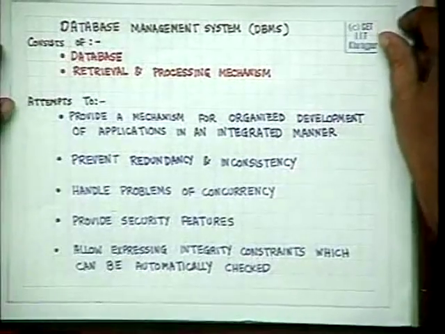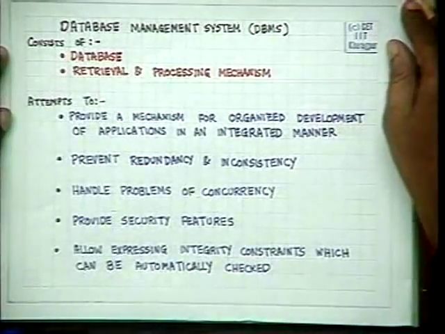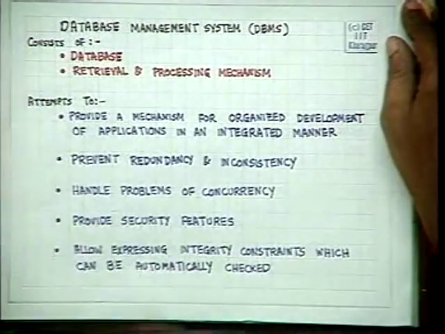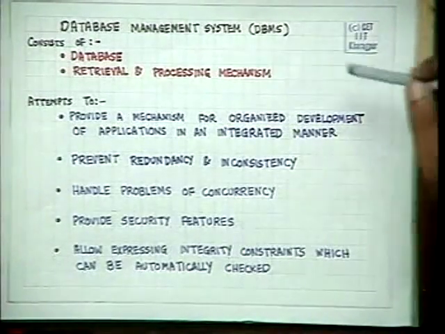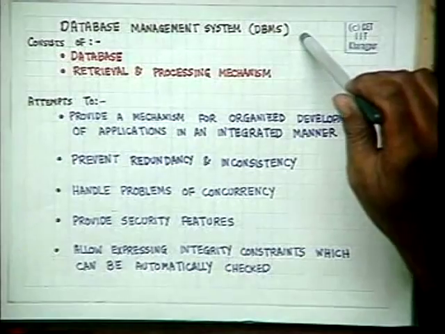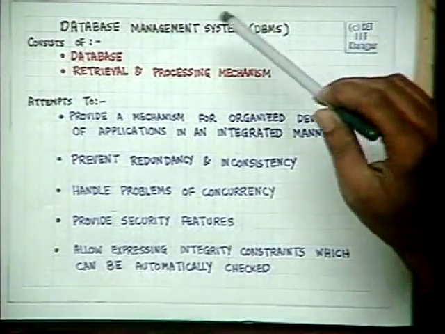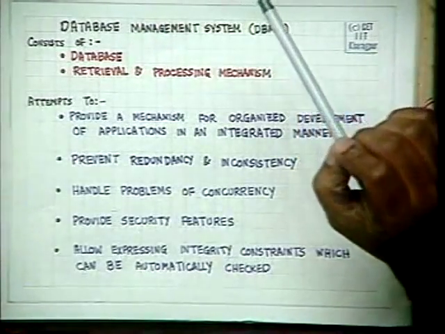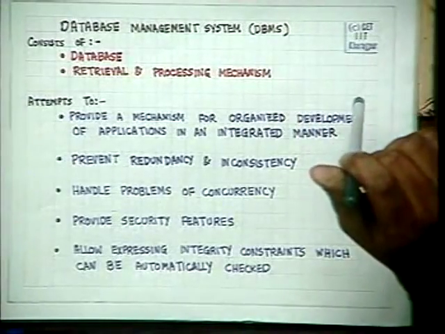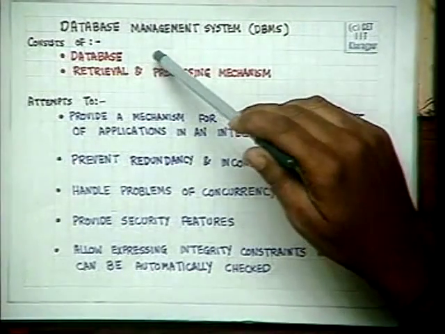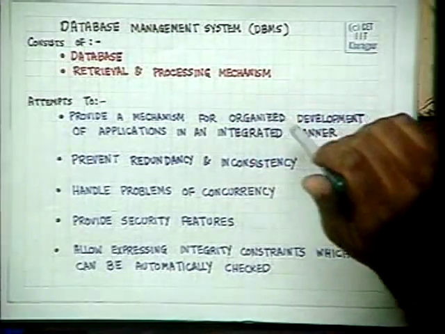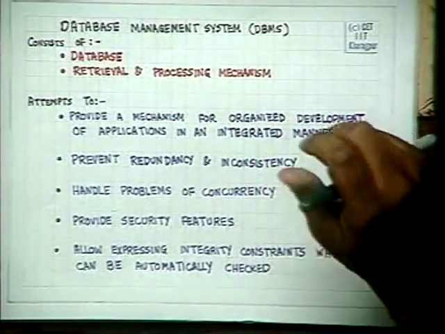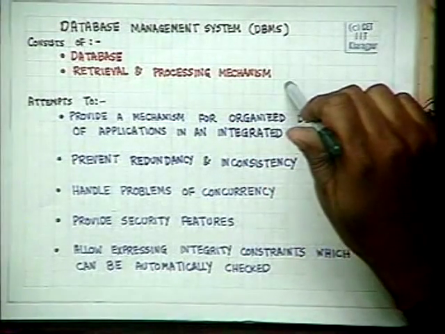Good afternoon. We will continue with our introduction again today, and we will briefly review what we have been doing yesterday. We first discussed what a database system is, and a database system consists of two parts. One is called the database, which is a set of interrelated data expressed in some organized fashion, and second is a retrieval and processing mechanism.